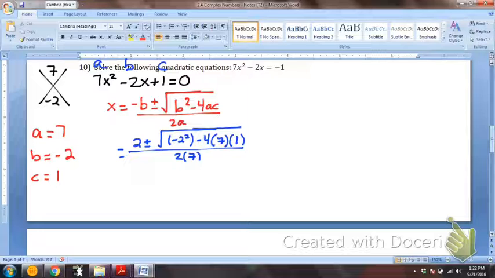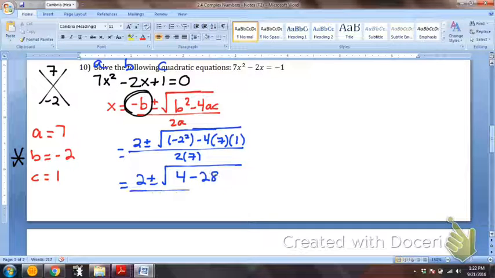Okay, so it says the opposite of B. The formula says the opposite of B right here, and my B value is this negative 2. So what's the opposite of negative 2? Positive 2. Yep, that's where it came from. So I have 4 minus 28 over 14. What is 4 minus 28? Negative 24.